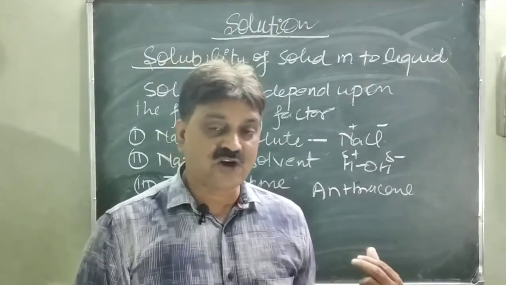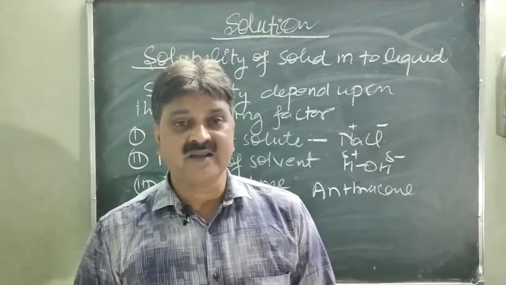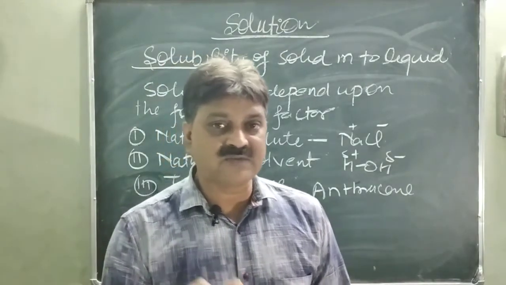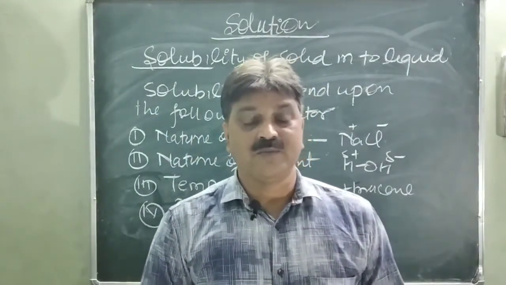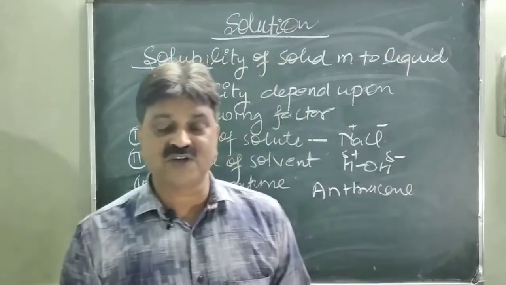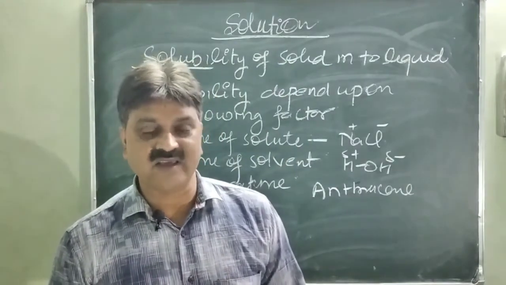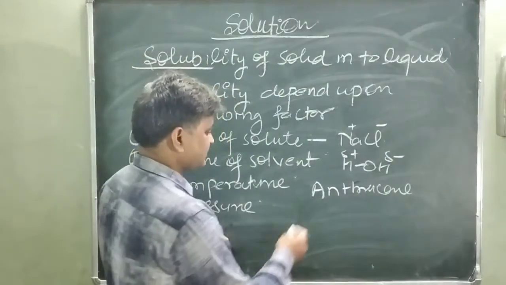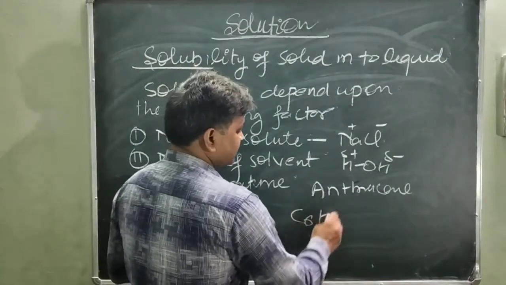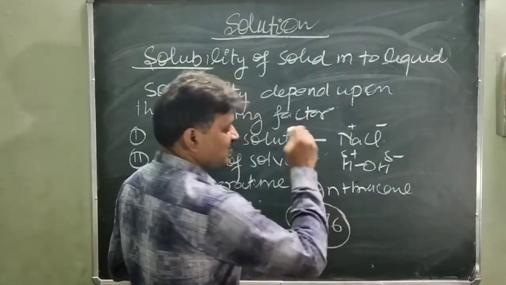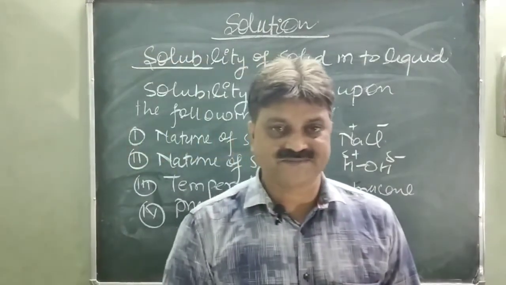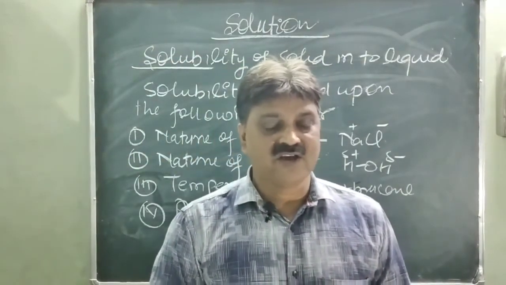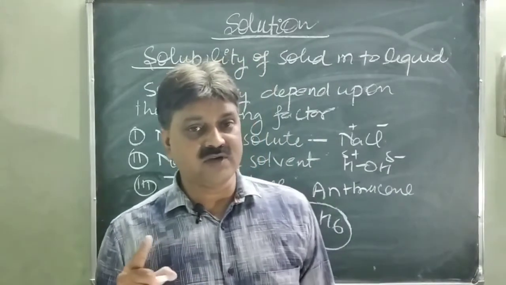So these are non-polar substances, and they are insoluble in water because water is polar. But these organic compounds are soluble in benzene. Why? Because benzene, C6H6, is also non-polar. So non-polar substances are soluble in each other. Is it clear? Non-polar substances are soluble in each other.